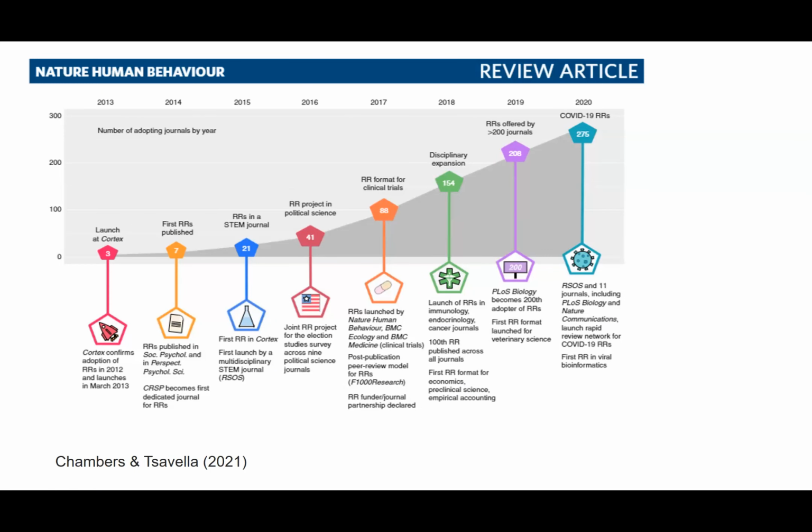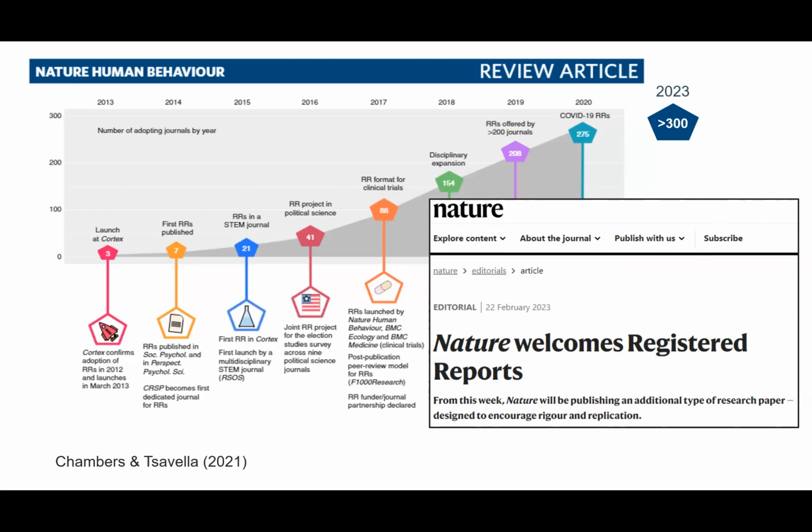We can see how this has spread across journals. This is a nice review article from Chris Chambers and Lucia Savella, and they included this figure, which charts a really quite remarkable spread of registered reports since its inception at Cortex in 2013. When they published this, in 2020, 275 journals had adopted it. That total is now well over 300 journals, with the noticeable addition of Nature to the list of adopters in February of this year. They, of course, have appropriately stringent requirements for the standard of evidence. But this graphic just illustrates the spread of the format across journals.